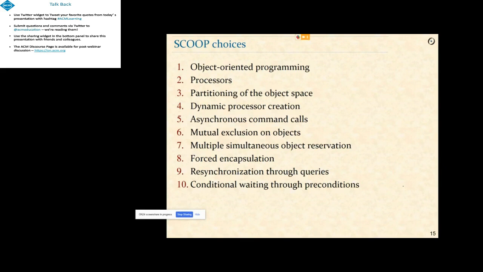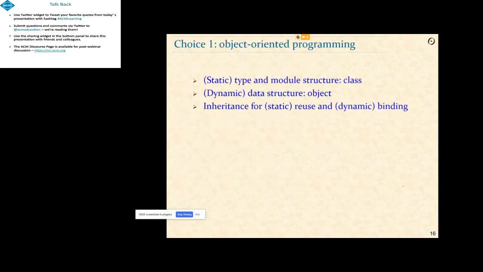I want to take you along the intellectual path which led to the design of Scoop as it is, so that you can see the explicit choices that we faced at every step, and see if you agree with the choices we made or disagree, so that even if you disagree with some of them, I hope you will have learned something. The first choice was to rely on object-oriented programming, so this is kind of a no-brainer.